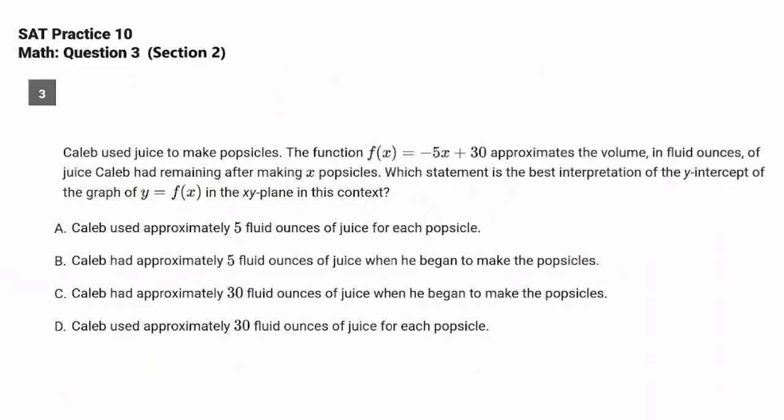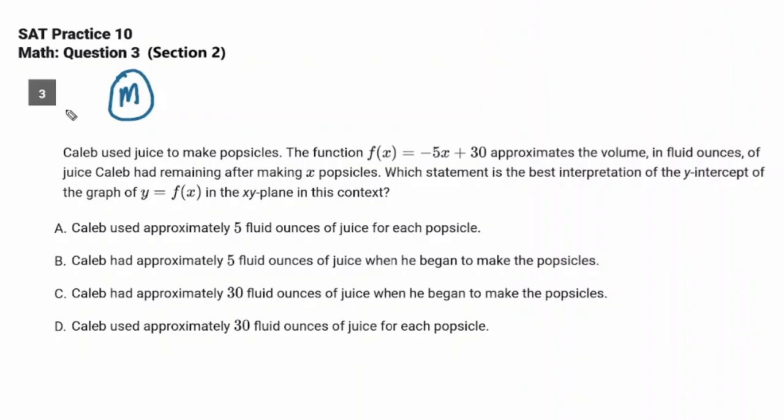We're on SAT Practice Test 10, Math Section 2, Question 3. What's the level of difficulty? It's medium. Medium questions start on question 3 on Section 2. Caleb used juice to make popsicles. The function f of x equals negative 5x plus 30 approximates the volume in fluid ounces of juice Caleb had remaining after making x popsicles. Which statement is the best interpretation of the y-intercept of the graph of y equals f of x in the xy plane in this context?